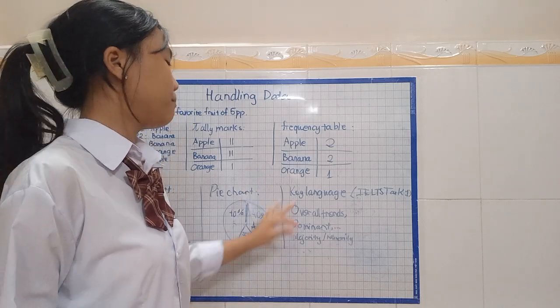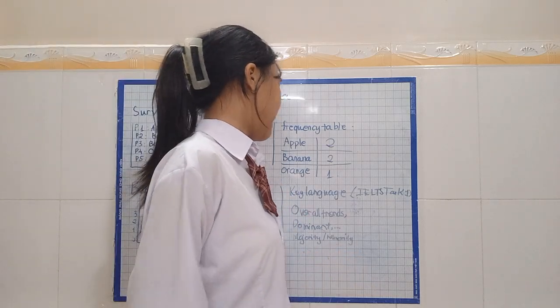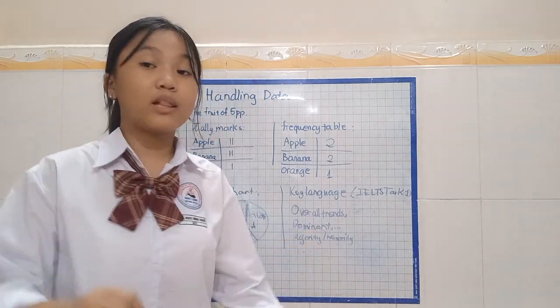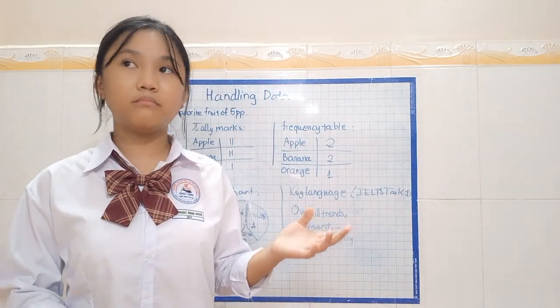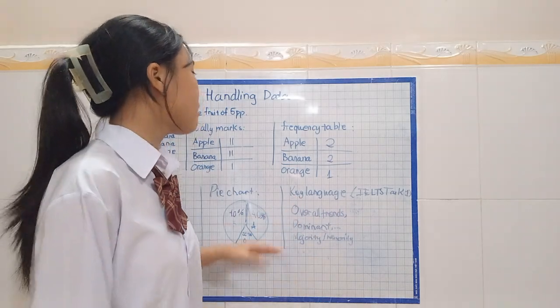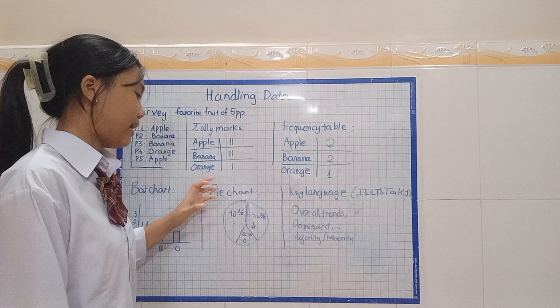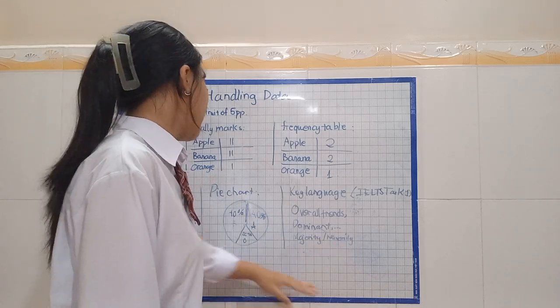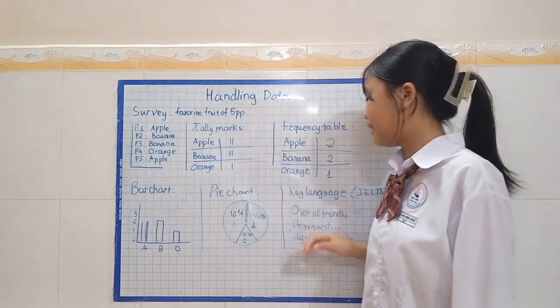Dominant also means the same thing as the overall trend. Majority or minority: majority means the large number, and minority means the small number. So let's say a majority of my family members like apple and banana, but a minority of my family just like orange. So that's basically about handling data.